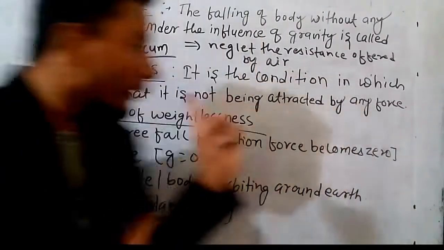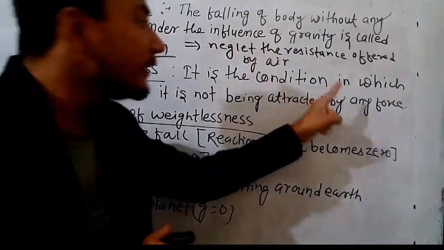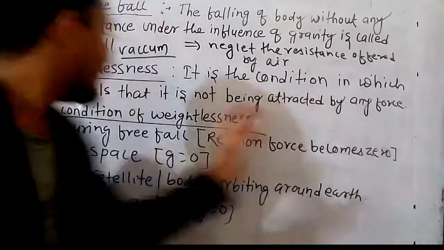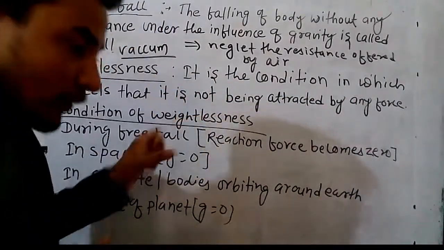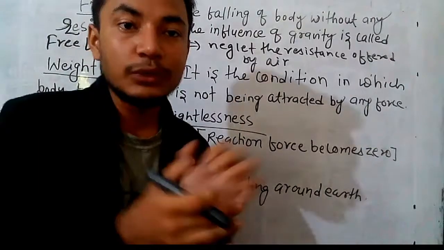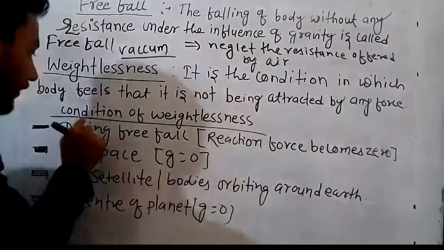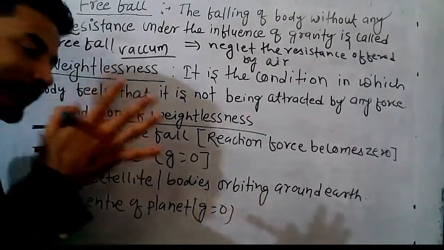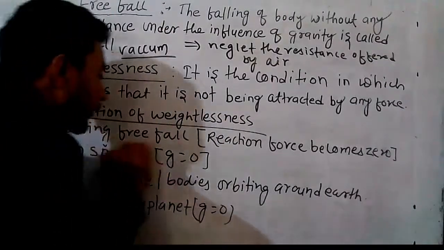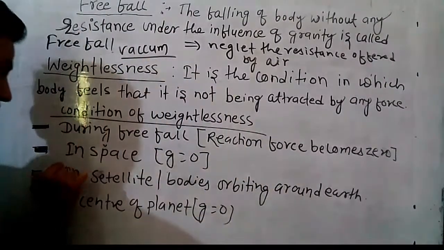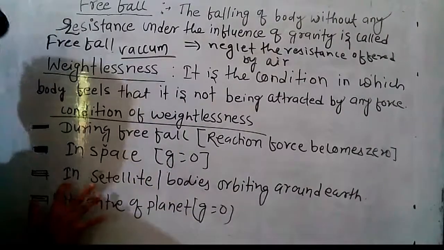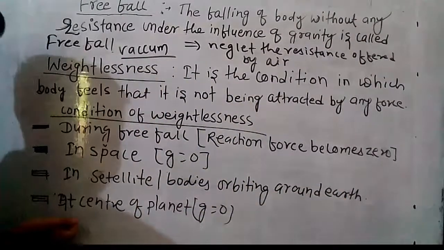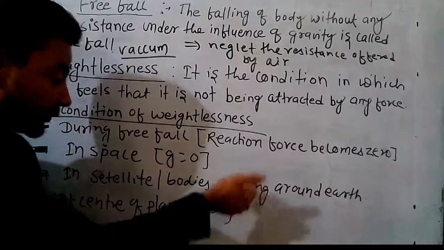We'll talk about that later. So what is my definition? It is the condition in which a body feels that it is not being attracted by any force, and that is called weightlessness. Now what are the conditions where weightlessness occurs? First, during free fall weightlessness occurs. Second, in space. Third, in a satellite or bodies orbiting around earth. And fourth, at the center of a planet, because g equals 0.